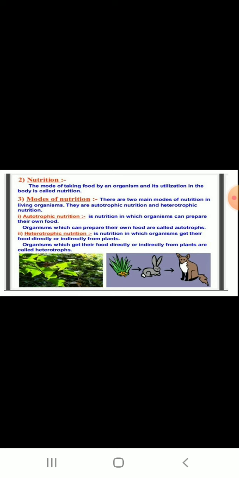Some animals directly depend on plants, some do not eat plants, but indirectly they depend on plants. How? For example, herbivorous animals depend directly on plants, but carnivorous animals will not eat plants, they will eat herbivorous animals. So this is how animals may depend directly or indirectly on plants. So this is about heterotrophic nutrition. Organisms which get their food directly or indirectly from plants are called heterotrophs. Hetero means different, or dependent on others. That is heterotrophic nutrition.